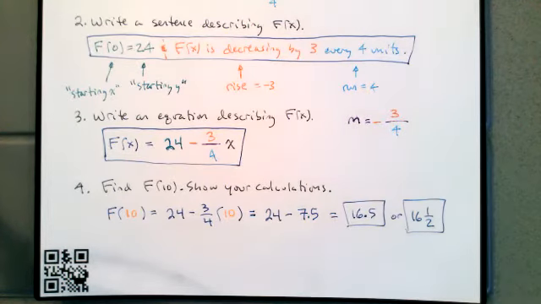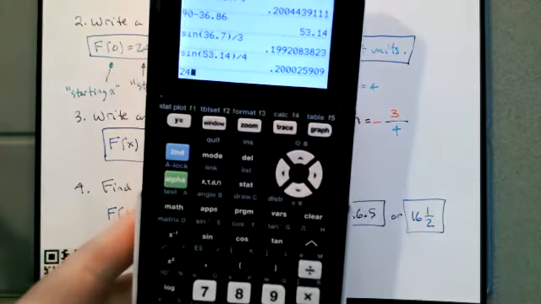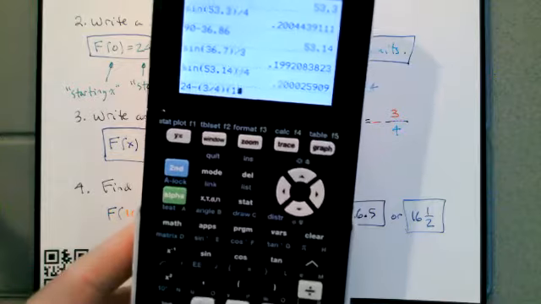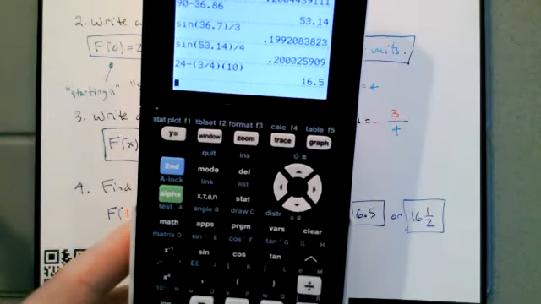Since you're using a calculator, you might just drop it into your calculating machine. 24 minus 3/4 of 10. 16 and a half.